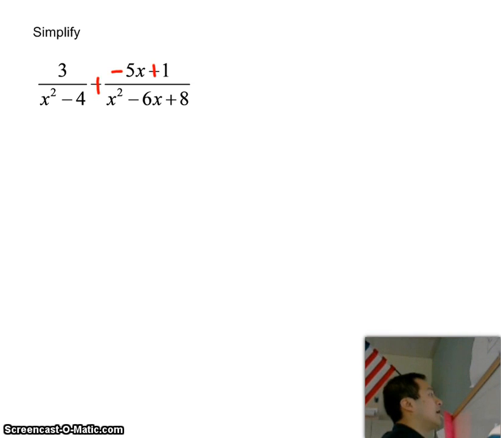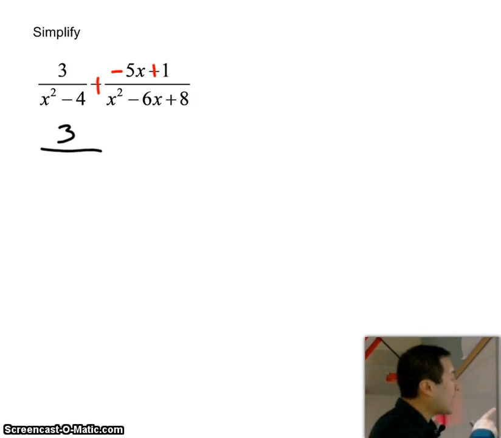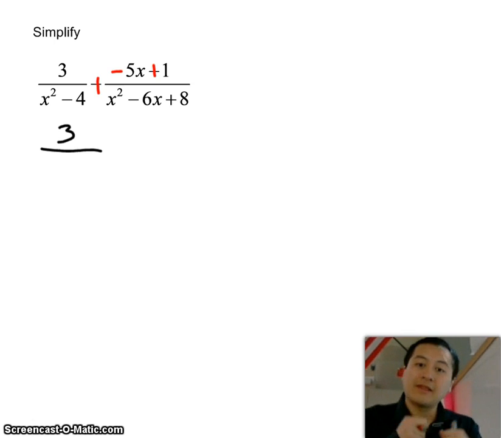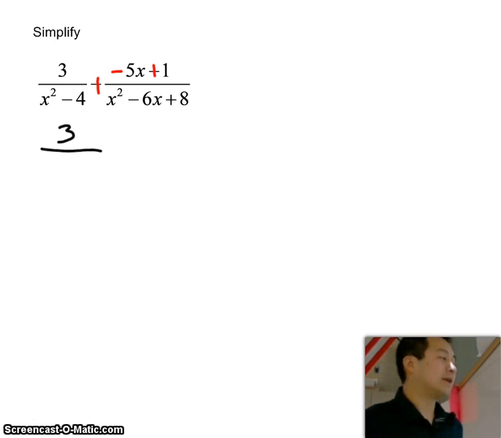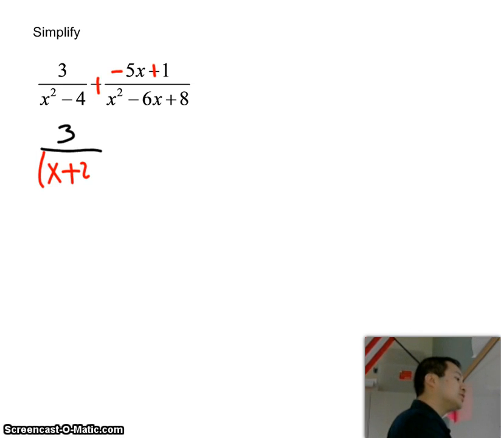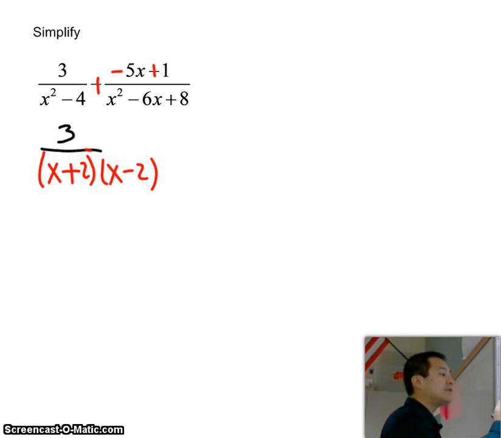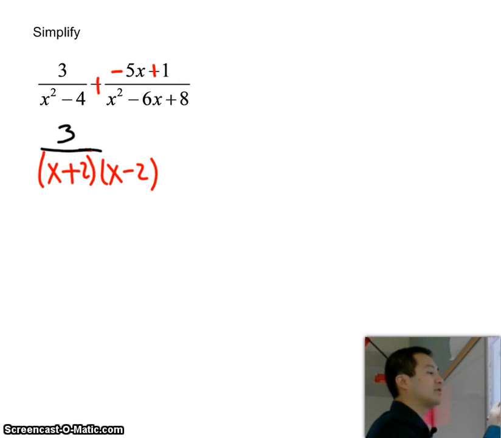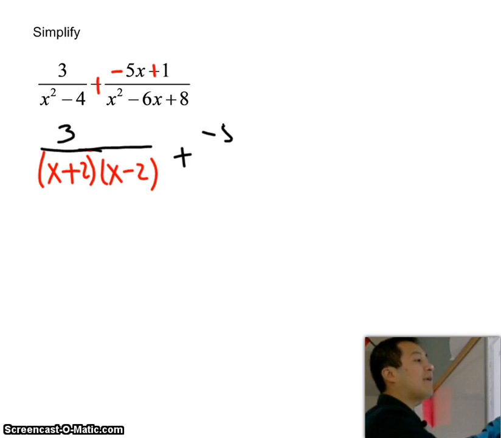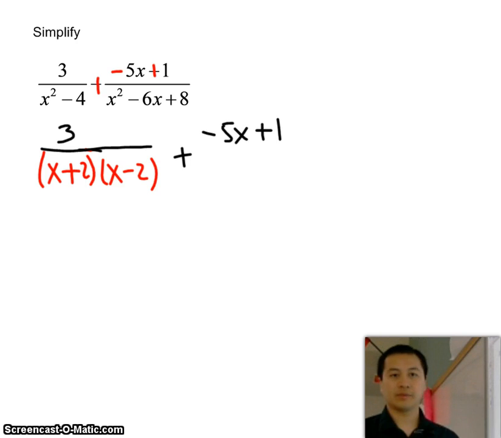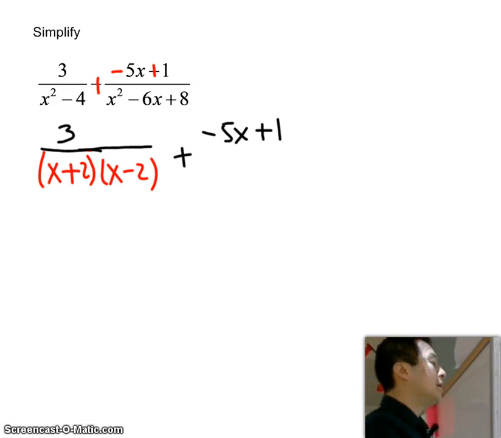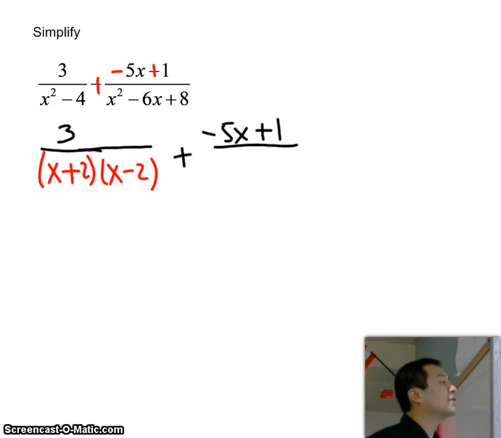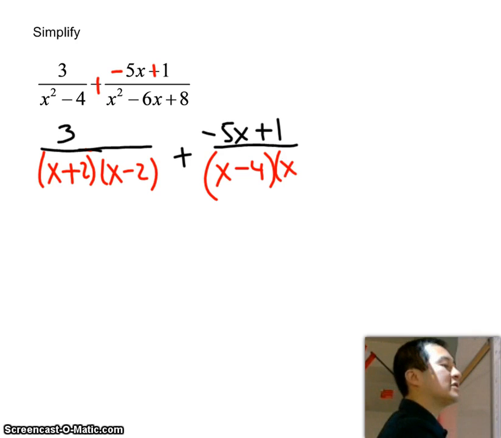Alright, let's look at this. Over here, we have a 3. The bottom, we have an x squared minus 4, but we want to break it down by the factors. What makes x squared minus 4? Very good. x plus 2, x minus 2. Oh, and please feel free to go ahead if you think you understand this and you know how to do this problem. Plus a negative 5x plus 1. I distribute the negative on the top. At the bottom, what are the factors of x squared minus 6x plus 8? Take a look. That is x minus 4, x minus 2.